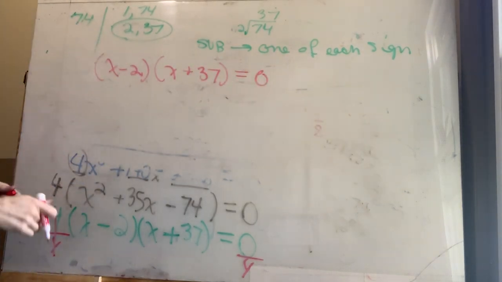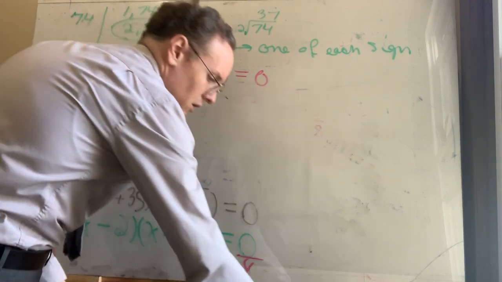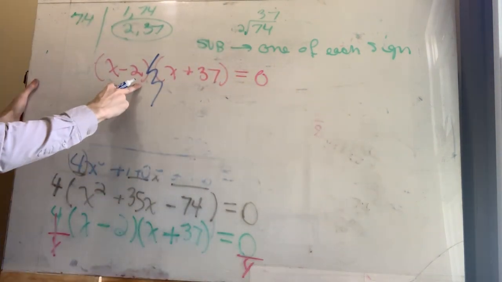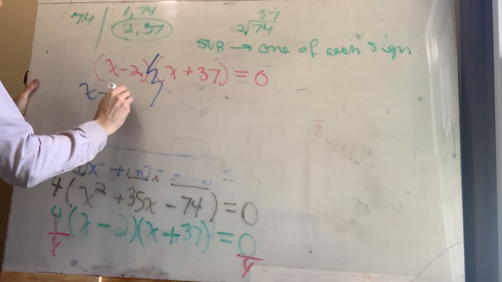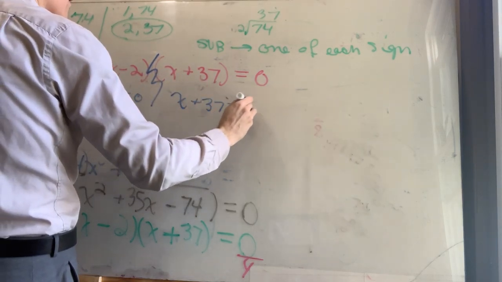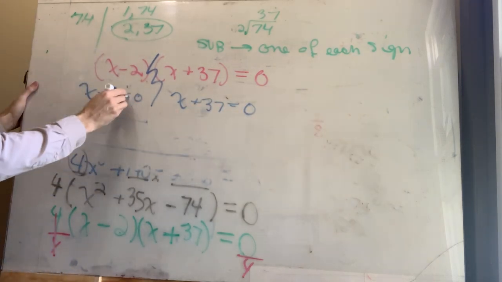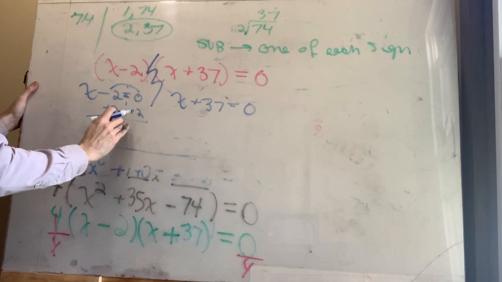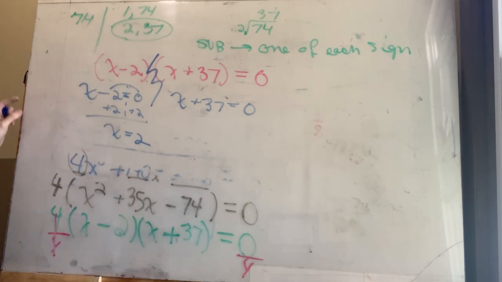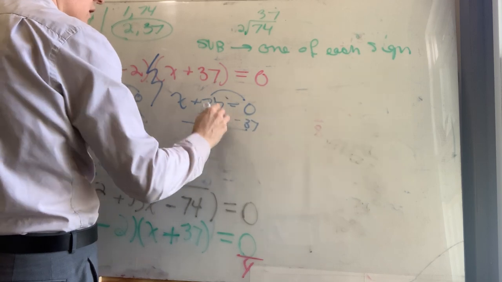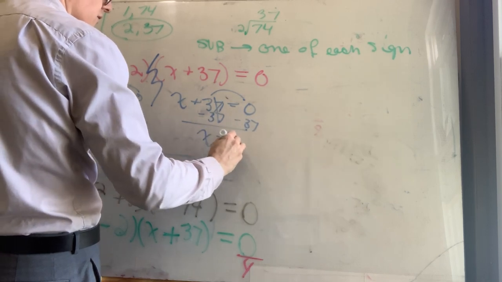Now I apply the zero product rule, which says that maybe this is 0, maybe this is 0. Go through the motions, move 2 by adding, you get x is equal to 2. Move this, minus 37, x is equal to negative 37.